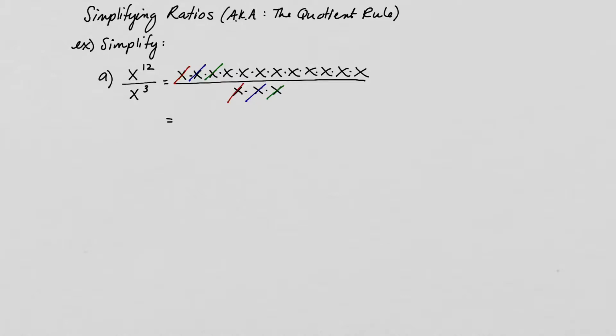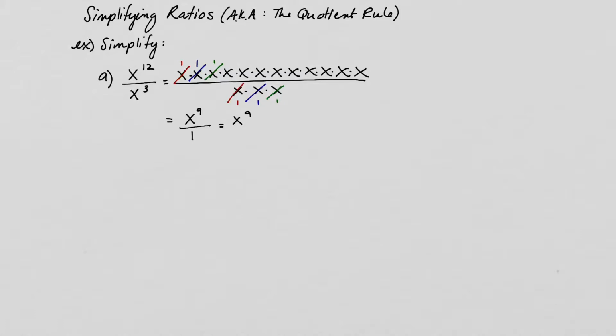So if I count how many I have, 1, 2, 3, 4, 5, 6, 7, 8, 9 x's left on the top. And I don't have anything left on the bottom, but remember, when I cancel, I'm saying x goes into x one time, x goes into x one time, and so on. So what I really have on the bottom is 1 times 1 times 1, which is just 1. And then x to the 9th divided by 1 is still just x to the 9th.